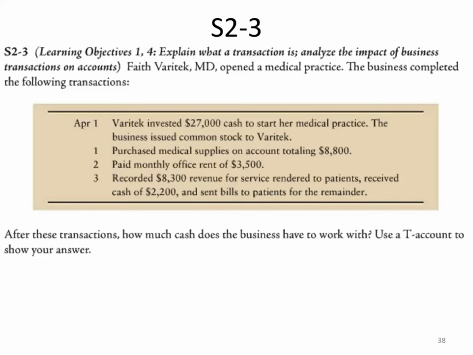Okay, so now, short exercise 2-3. It gives us a list of transactions. So we have April 1st, 1st, 2nd, and 3rd. The convention is that the first time we mention a month, we write it out, and then the rest of those numbers relate to that same month. So we have a bunch of transactions there, and it says, after these transactions, how much cash does the business have to work with? Use the T account to show your answer.